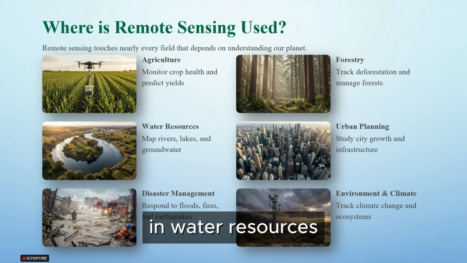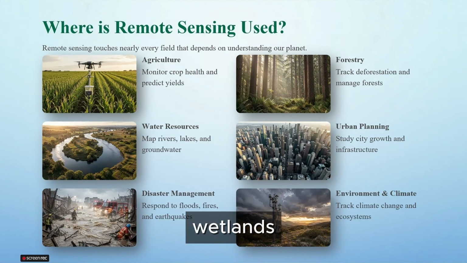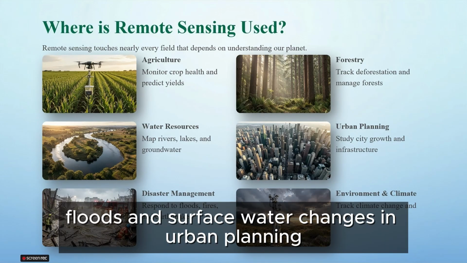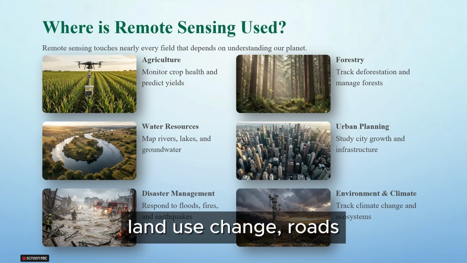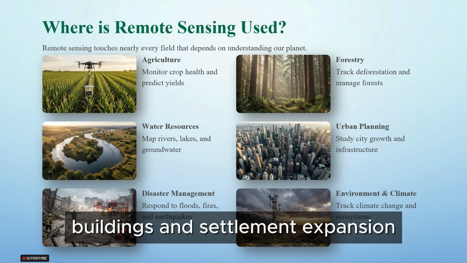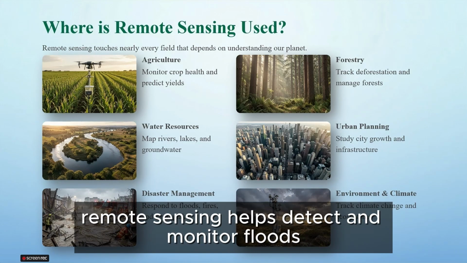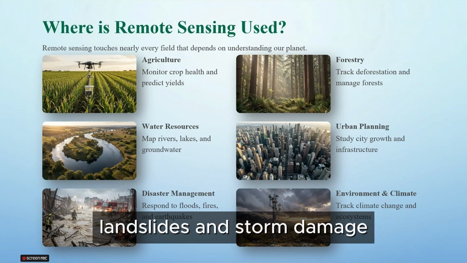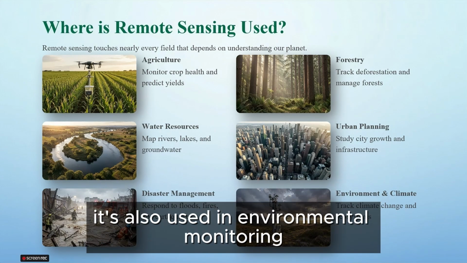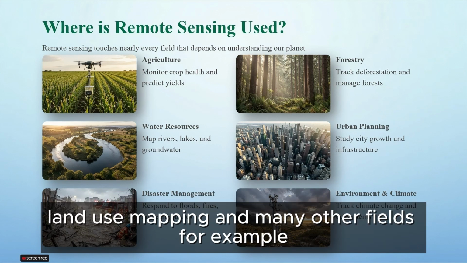In water resources, remote sensing helps monitor rivers, lakes, wetlands, floods, and surface water changes. In urban planning, it helps us study city growth, land use change, roads, buildings, and settlement expansion. In disaster management, remote sensing helps detect and monitor floods, droughts, fires, landslides, and storm damage. It's also used in environmental monitoring, climate studies, mining, land use mapping, and many other fields.